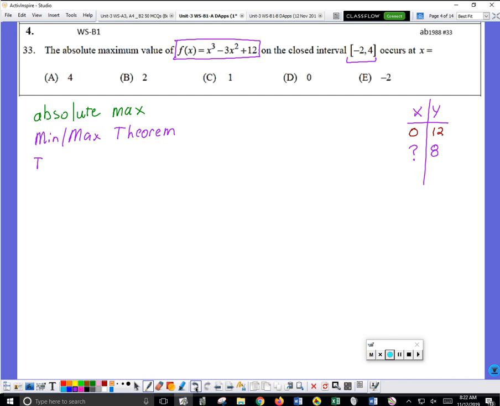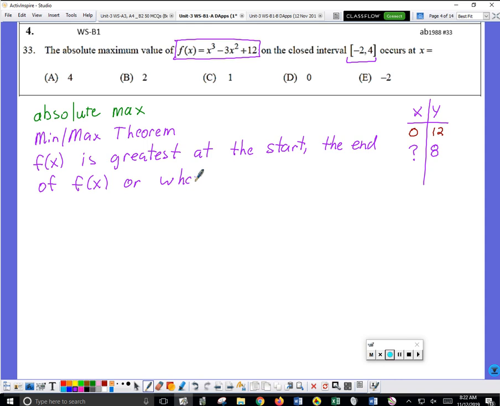that f of x is greatest or least, so it's greatest at the start, the end of f, or where f prime of x is either equal to 0 or undefined. Now that you have to have memorized. F is going to be greatest either at the start of f, the end of f, or where f prime is going to be 0 or undefined.